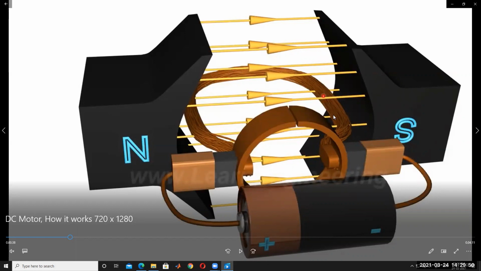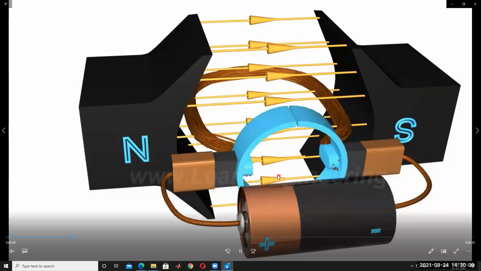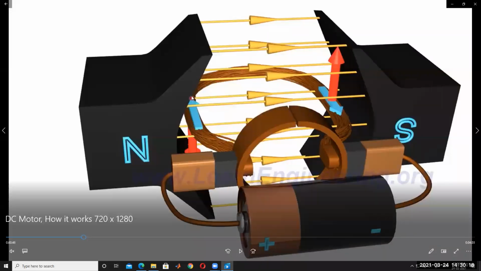So here, this is called a current carrying conductor. When an external power supply is connected to this, the current carrying conductor is placed in a stationary magnetic field. This is called the stationary magnetic field. It experiences a force, according to the Fleming left-hand rule. Based on Fleming's left-hand rule, the current direction will be like this.